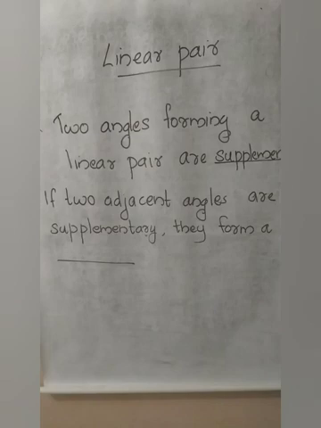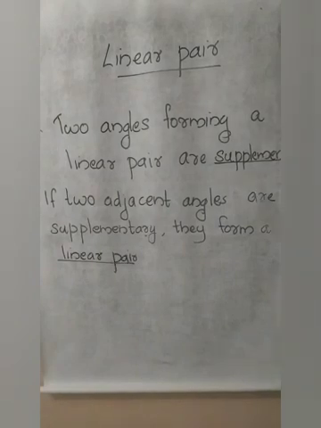Now asking in reverse order, if two adjacent angles are supplementary, they form a. What do you mean by that? If the sum of two adjacent angles is supplementary, what do you mean by supplementary? 180 degrees. Then they form what? A linear pair. So if two adjacent angles are supplementary, they form a linear pair. The same concept they are asking in different ways. Two angles forming a linear pair are supplementary. If two adjacent angles are supplementary, they form a linear pair.